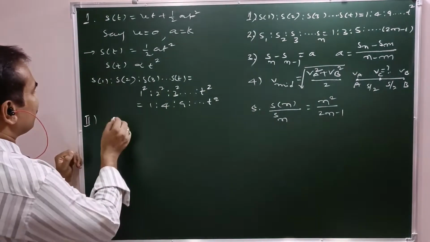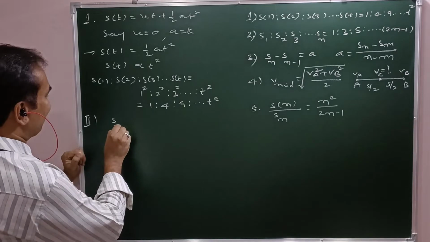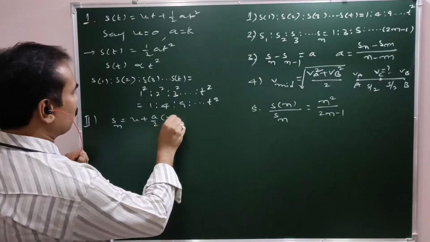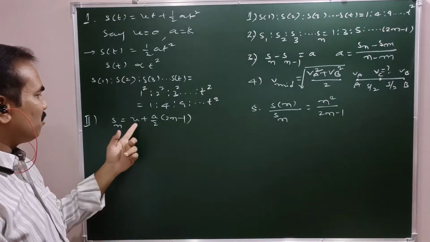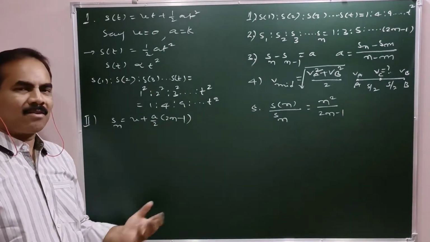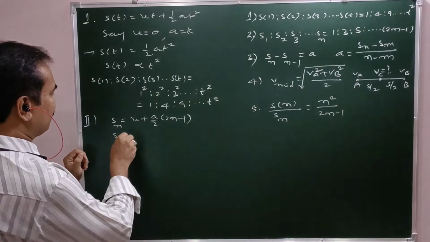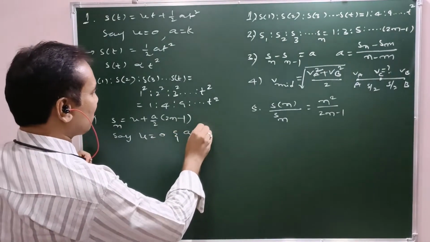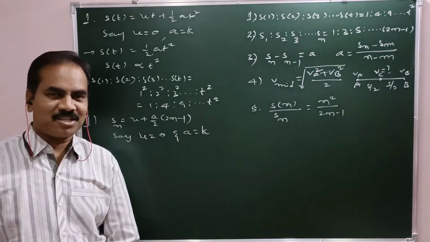So we know that distance covered in nth second, that is S suffix n, is given by u plus a by 2 into 2n minus 1, where u is initial velocity, a is constant acceleration. Alright. Say u equal to 0 and a is constant. So the particle starts from rest and moves with constant acceleration.